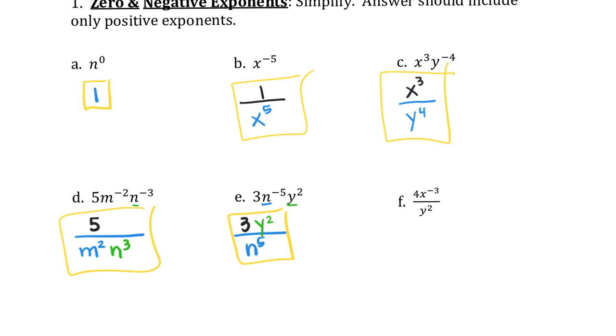Let's look at the last one. The 4 is fine again. Is the x okay? No, the x has a negative exponent, so I need to move it to the bottom. The y to the second is fine where it is. It has a positive exponent. It is at the bottom, so I'm going to keep it at the bottom. The order of these at the bottom doesn't matter because when you multiply, it doesn't matter which one comes first, but they should both be at the bottom.